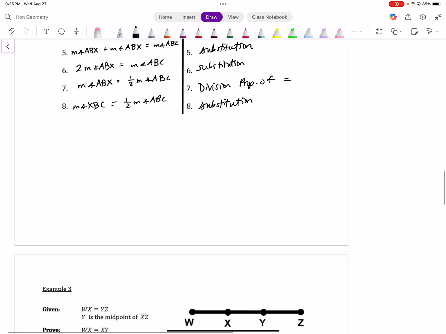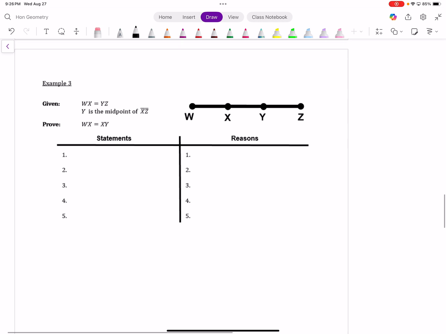All right, last one of these. I'm kind of excited. I'm going to have this done before I go home.